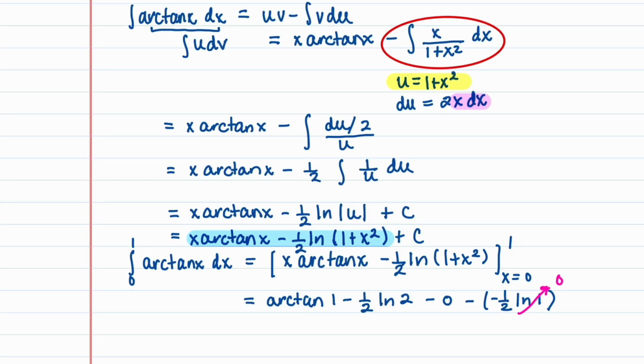And our answer is arctan 1. To find that answer, you have to think about what angle, remember an arctangent is always an angle. For what angle is the tangent 1? And that's pi over 4. So this becomes pi over 4 minus 1/2 natural log 2. And that's our final answer.